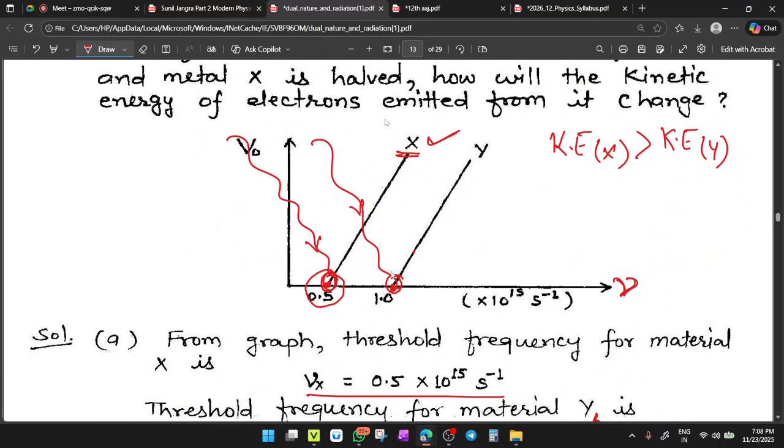Clear or not? Yes. You have incident radiation of 10 electron volt here, and 10 electron volt there. For both situations, you have incident radiation of 10 electron volt. So here the frequency is less, so less energy is consumed as work function, and here more energy is consumed as work function. Yes or no? So the rest of the kinetic energy will be more for radiation X.